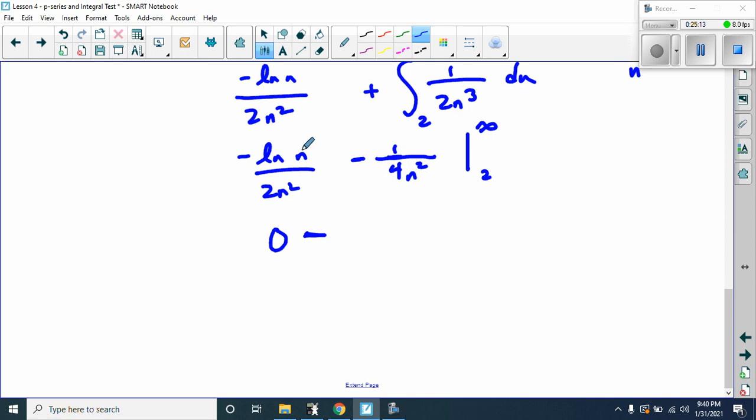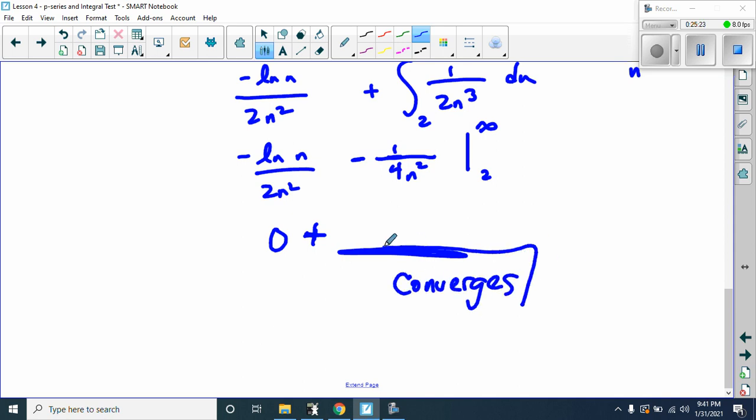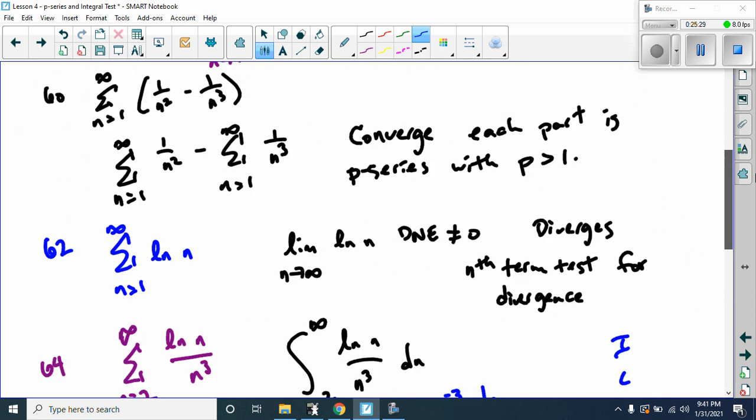If I plug in 2, I get something. I don't even care what that is, but I do get a number here. Therefore, it converges. Because the integral exists and the integral converges, therefore the sum converges.